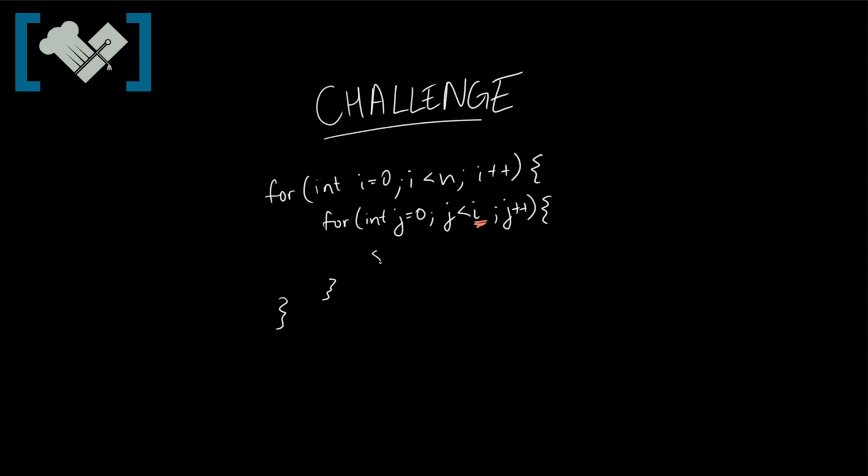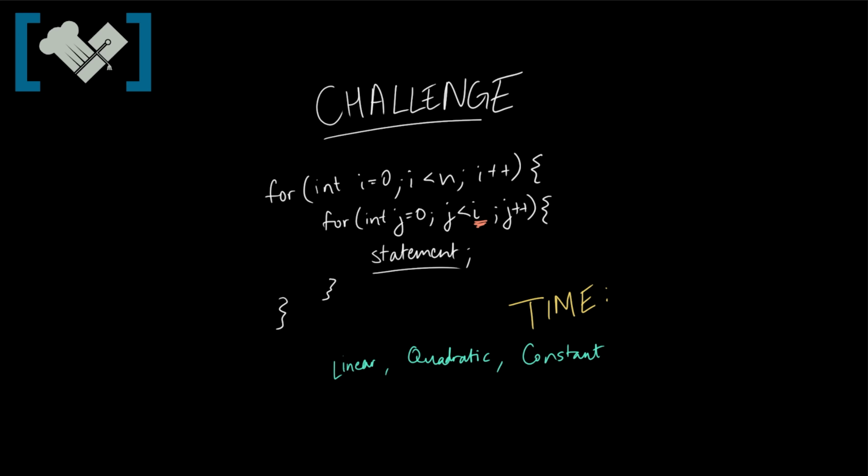Lastly, I'll leave you with a final challenge problem. Drop the time complexity in the comments after attempting it. The problem is, if we have a function with two for loops, one goes from 0 to n, and the second goes from 0 to i, and it runs a simple statement inside. What is the time complexity of this function? Linear, quadratic, or constant? How do you know? I'll go over this in the next video, so don't worry if you can't find the solution.